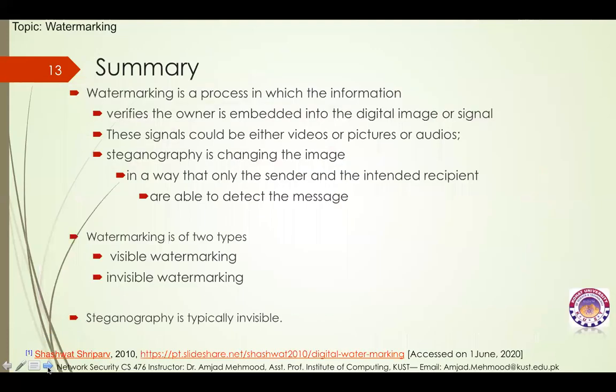Summary: watermarking is a process in which information verifying the owner is embedded into a digital image or a signal. This signal could be video, picture, or audio. Steganography is changing the image in a way that only the sender and recipient are able to detect what is being sent, so the intended receiver can only get that information. Watermarking is of two types, which I have explained already: visible and invisible. And steganography is typically invisible.